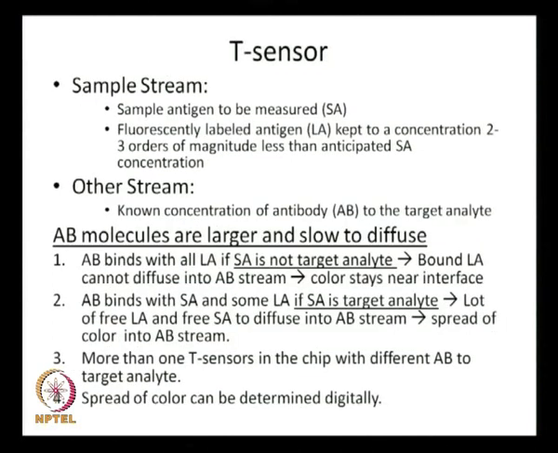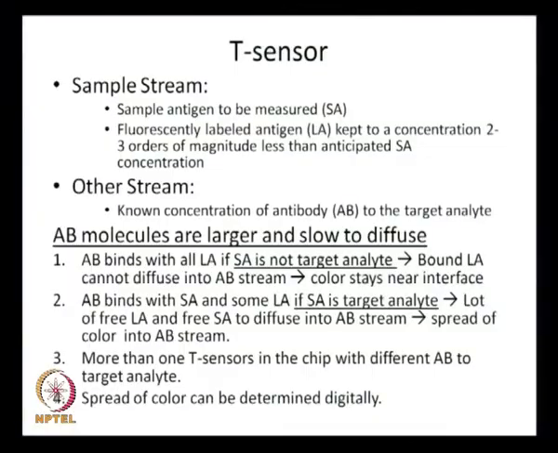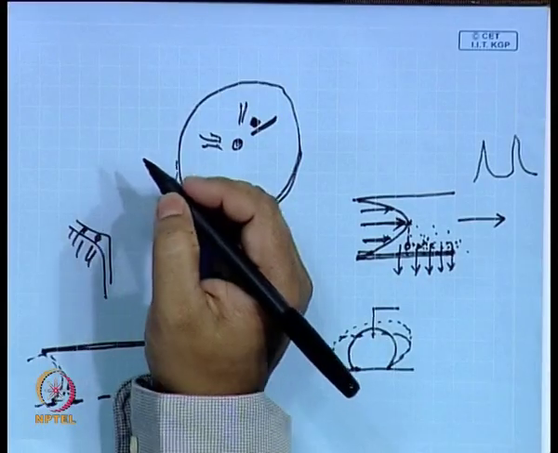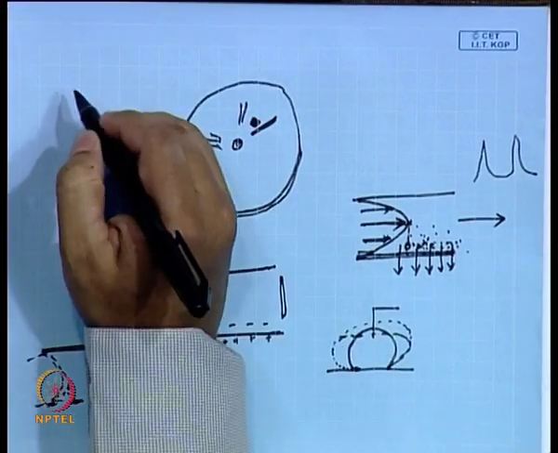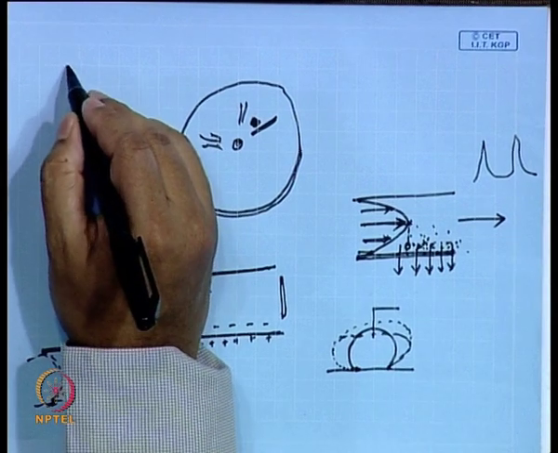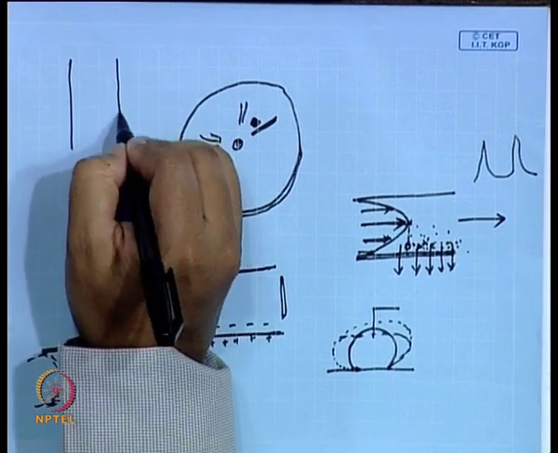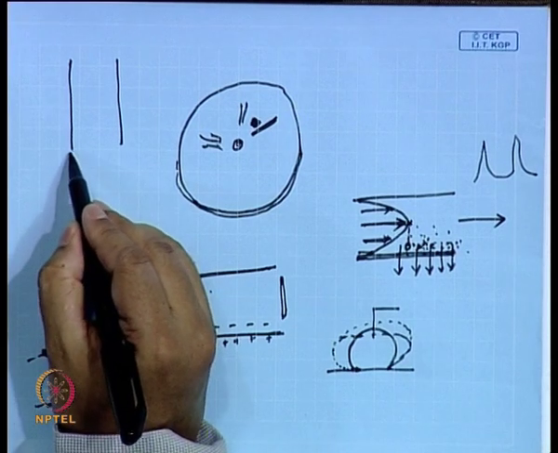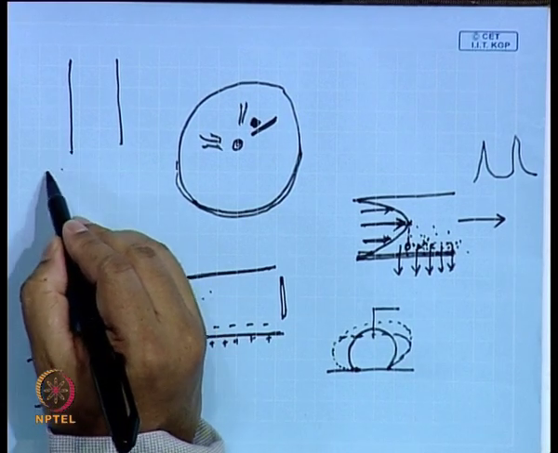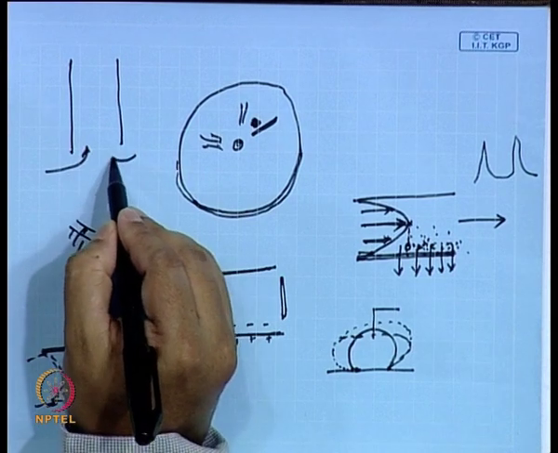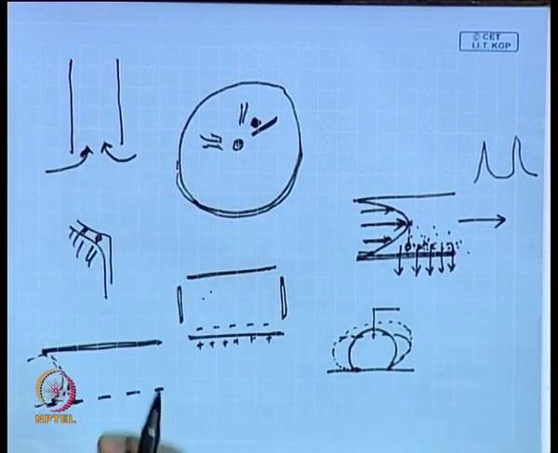Next, what we want to discuss is a T sensor, because this is an element which you have probably not seen at macro scale. This is a unique device, but once upon a time it was very popular in microfluidic literature. This T sensor is basically nothing but a channel, with a provision for two liquids to enter into the channel. Two liquids can enter into the channel.